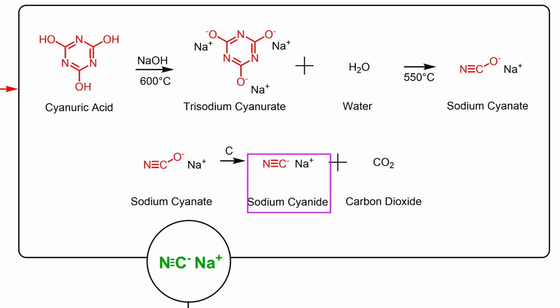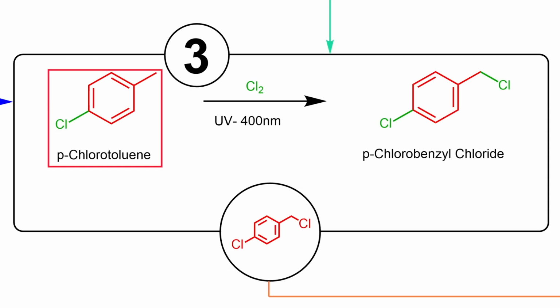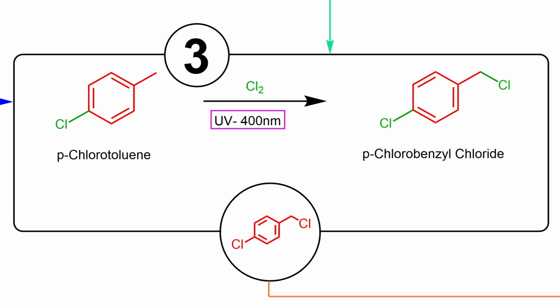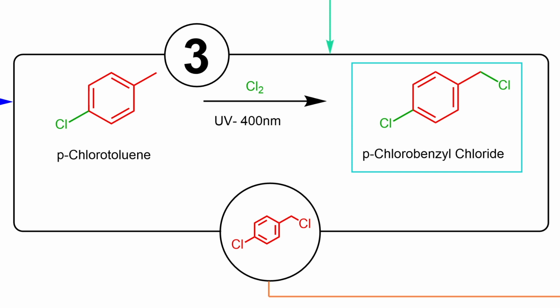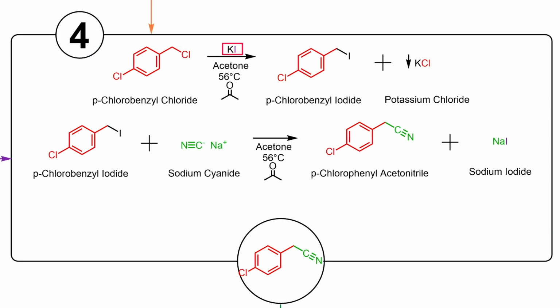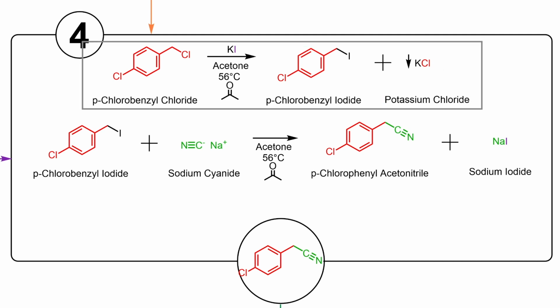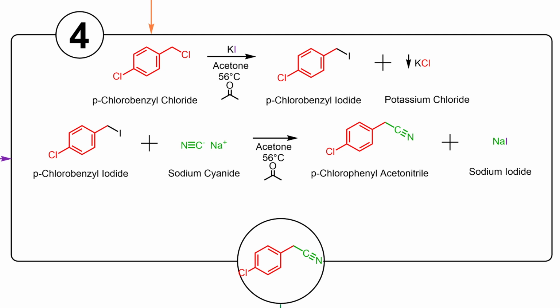After sodium cyanide is prepared, the para-chlorotoluene is then subjected to free radical chlorination using a 50-watt 400 nanometer UV LED chip. This will produce para-chlorobenzyl chloride, which is then reacted with potassium iodide and acetone. This will produce para-chlorobenzyl iodide and a precipitate of potassium chloride. This reaction is also known as the Finkelstein reaction. The para-chlorobenzyl iodide then reacts with sodium cyanide to produce para-chlorophenyl acetonitrile.